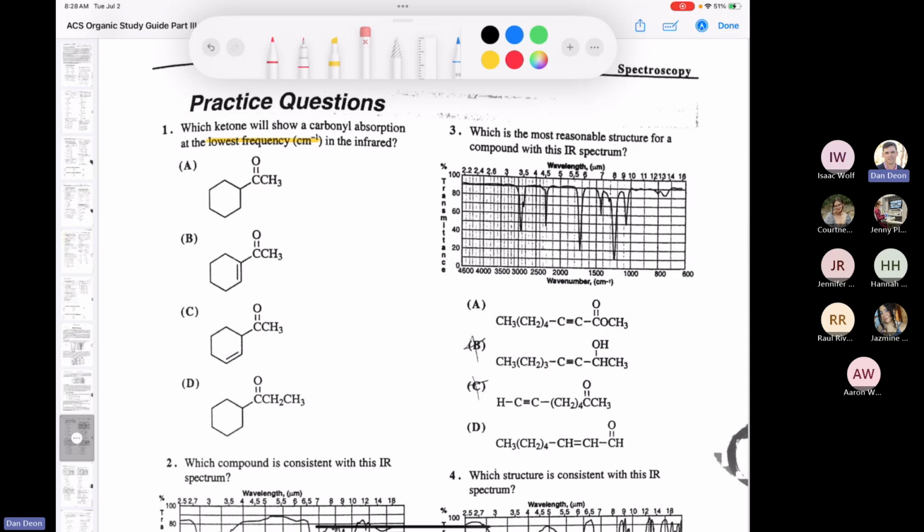So this one is not aromatic, right? That's just cyclohexene, whereas if you had this, that would be aromatic. So those are two different things.